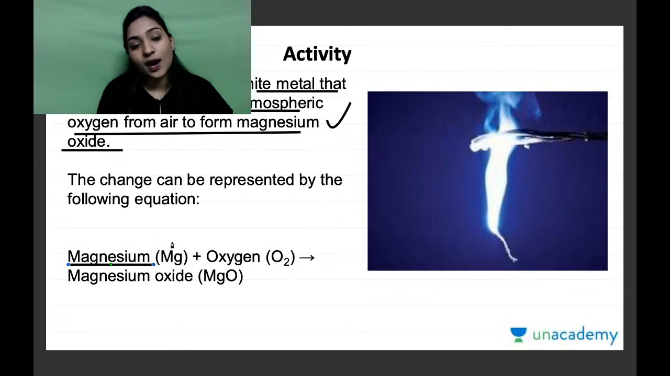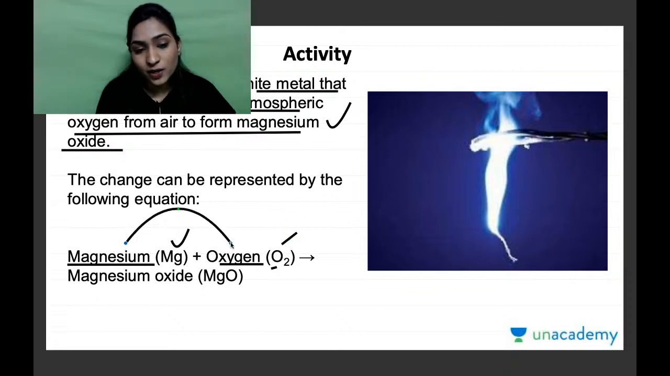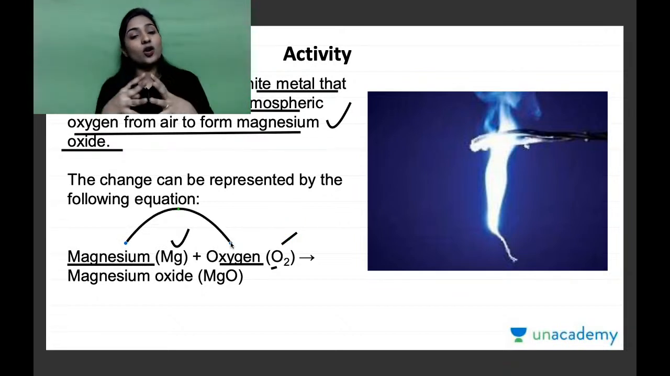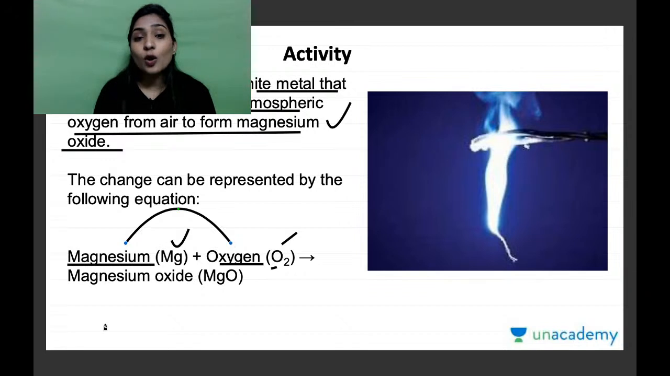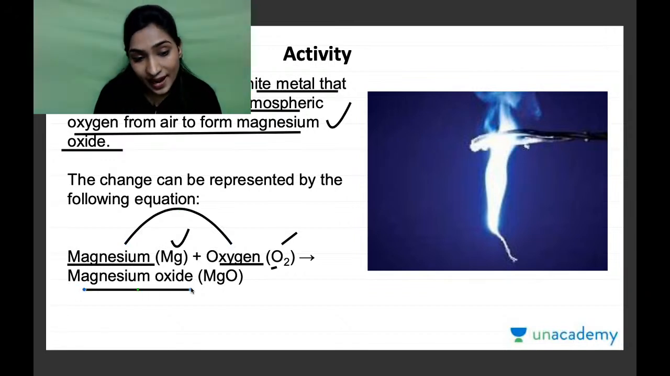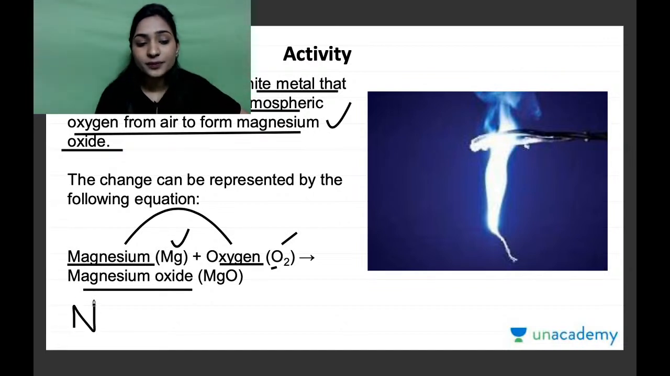मैग्नीशियम का सिंबल इज Mg, ऑक्सीजन का सिंबल इज O या O2. And when you mix magnesium and oxygen, जब आप मैग्नीशियम और ऑक्सीजन दोनों को मिलाते हो तो बनता है मैग्नीशियम ऑक्साइड. ठीक है. तो can you see that a new substance got formed? है ना, बना ना, न्यू सब्सटेंस बना, new substance got formed.